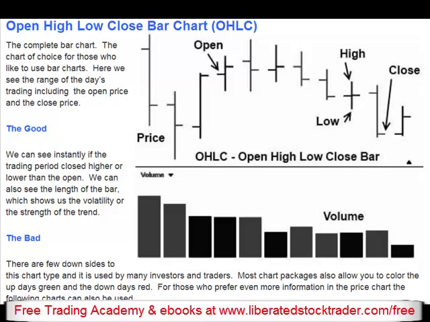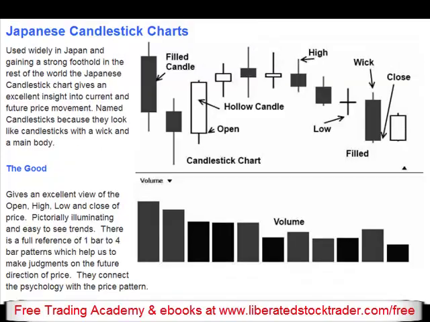We can also see the length of the bar, which shows us the volatility or the strength of the trend. The bad. There are a few downsides to this type of chart, and it is used by many investors and traders. Most chart packages also allow you to colour the up days green and the down days red. For those who prefer even more information in the price chart, the following charts can also be used.